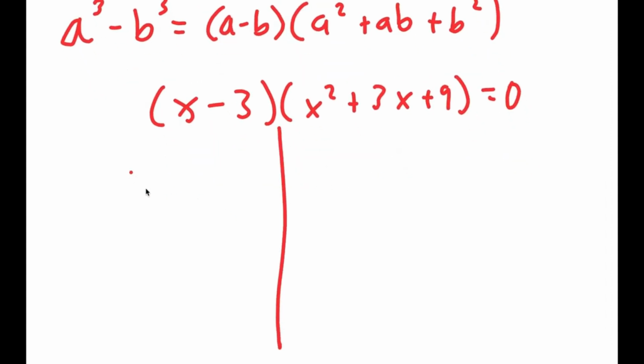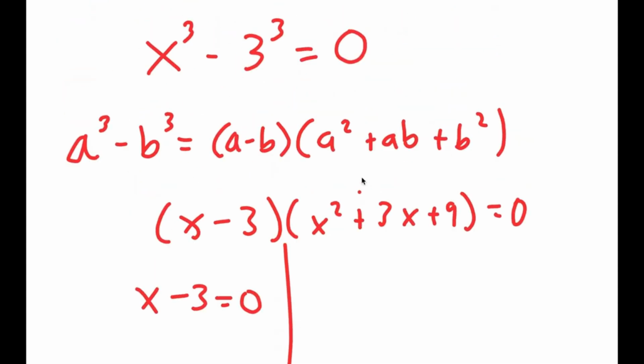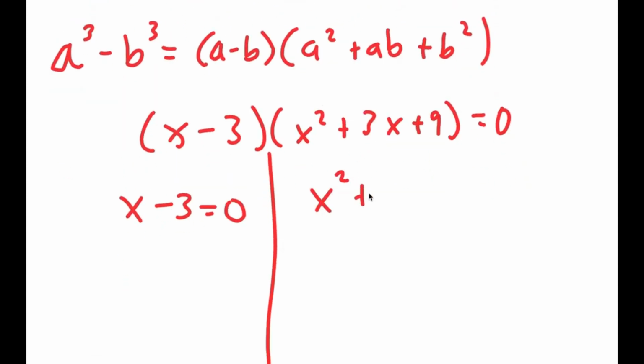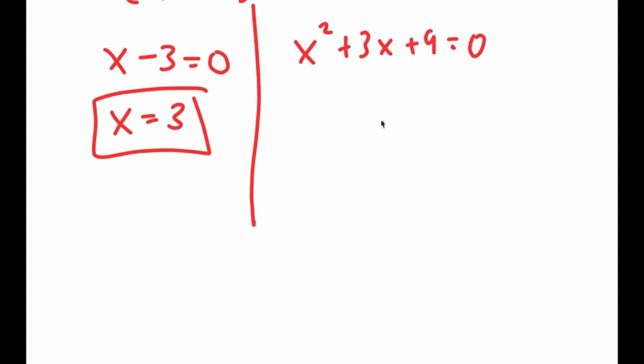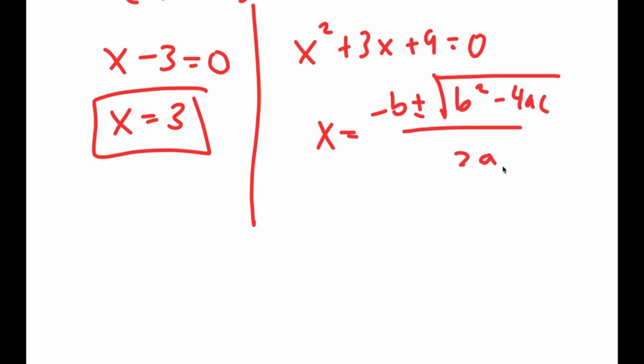So now from here, I get two equations. I get x minus 3 equals 0, and x squared plus 3x plus 9 is equal to 0. So obviously for x minus 3 equals 0, x is equal to 3. So this is one solution. And now for x squared plus 3x plus 9 equals 0, I can use the quadratic formula, which is negative b plus or minus the square root of b squared minus 4ac all over 2a.